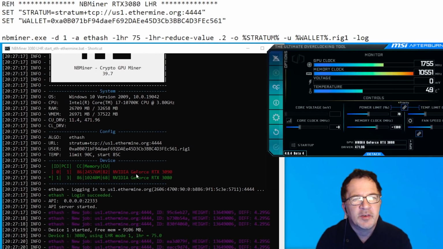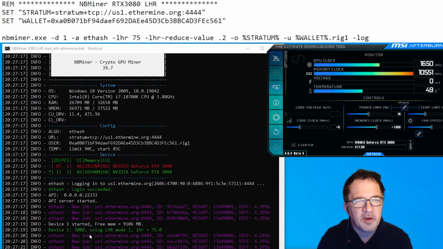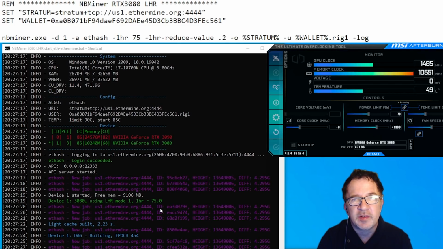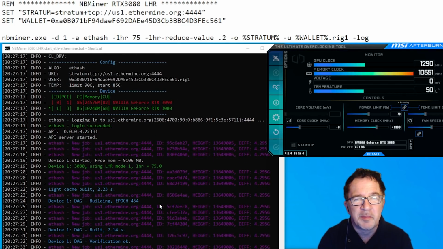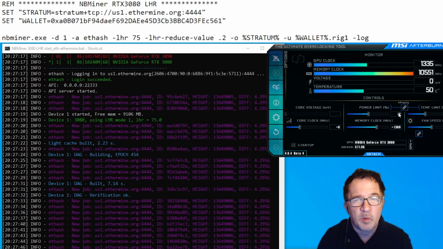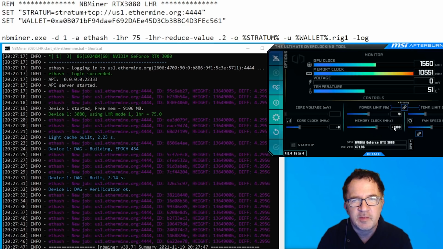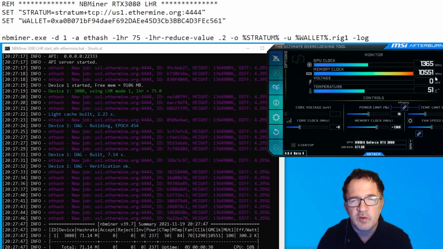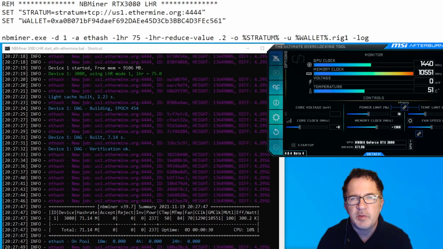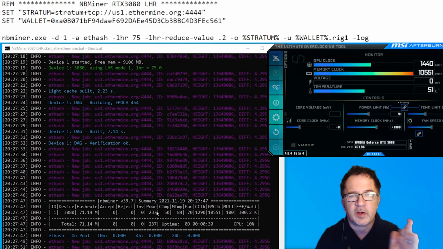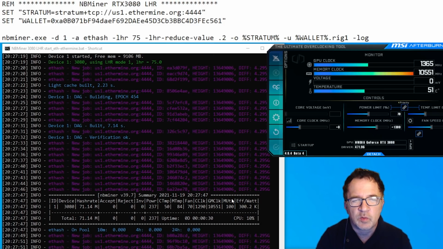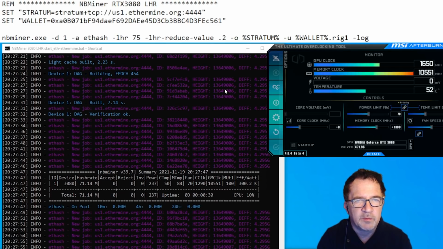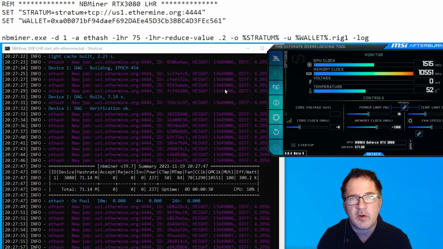Starting up NBMiner version 39.7, I see my RTX 3080 card there, LHR mode of 1, and for the LHR value I'm using 75. I was able to boost it in my testing off camera and get an even more aggressive number. I'm still using the same 70% power limit, and 1300 is my memory clock offset. Zero core clock, and you can see the GPU clock is fluctuating. It's bouncing up and down because we're not using a locked core clock. First status message is in, it's showing about 71.14, but I wait for at least a second or third to get some indicator of how well it's going to mine.